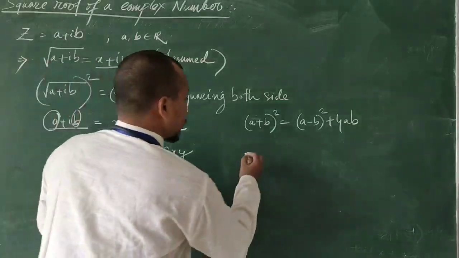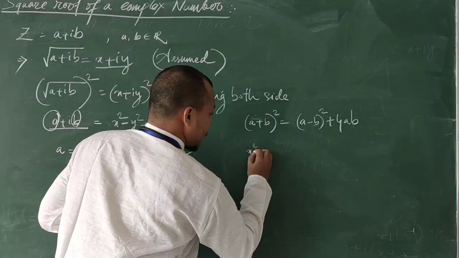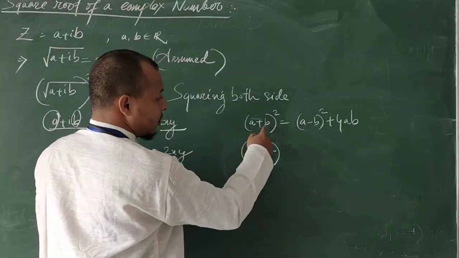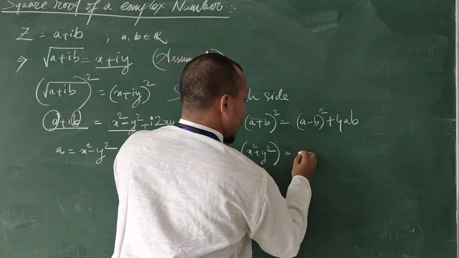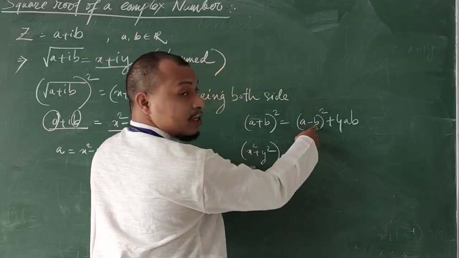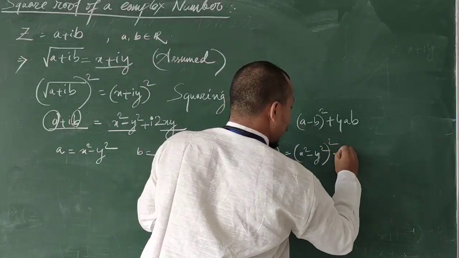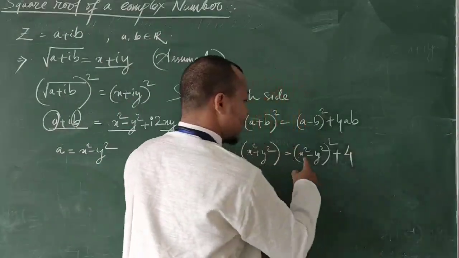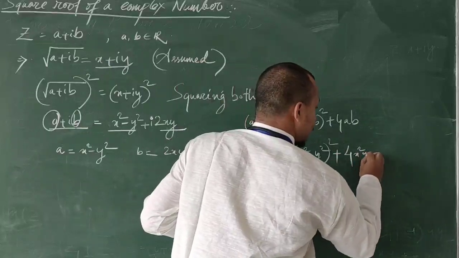So here I will write (x square plus y square) whole square. Instead of a, you write x square, and instead of b, you write y square. Then you put here (x square minus y square) whole square plus 4 into a into b: 4 into x square into y square.